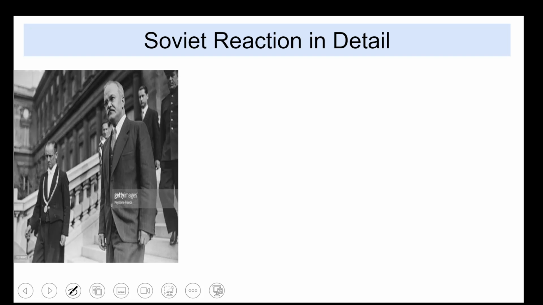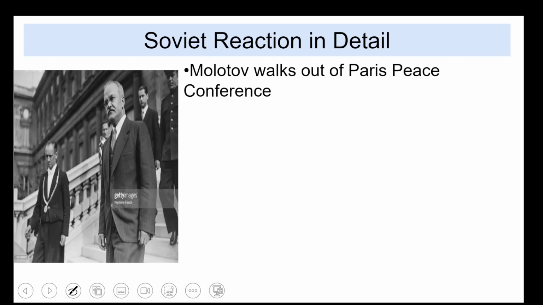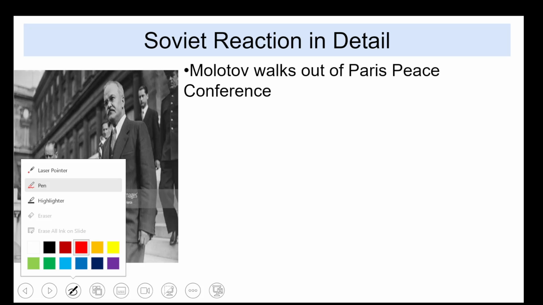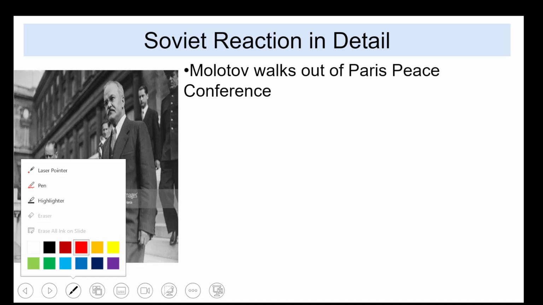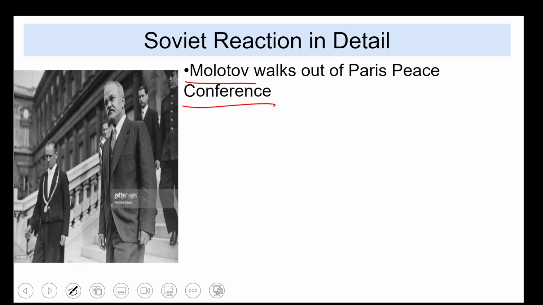So what is the Soviet reaction? Well, this is where the tension really escalates, because Molotov, one of the key diplomats within Stalin's communist administration, walks out of the Paris Peace Conference, and that's because he's absolutely furious about what he sees as dollar imperialism and blatant US capitalist economic bribery.